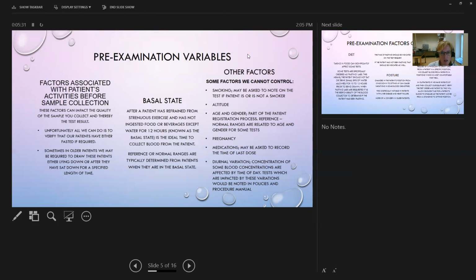So they may tell you the time of their last meal, but they may not tell you that they had a diet pop this morning with their vitamins. So you need to specifically communicate clearly, practice your core abilities, and get that information.